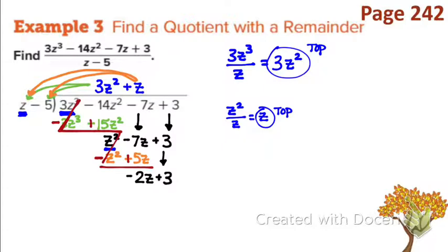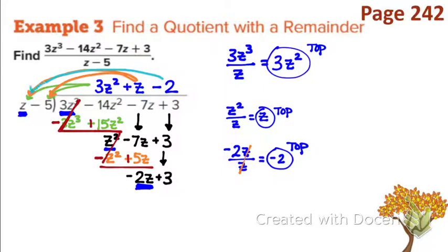Start all over. How many times can z go into negative 2z? Negative 2 times. These are going to cancel. And I'm left with negative 2 or minus 2. That goes up on the top. All right, I wrote it down. What do I do with it now? Multiply. Distribute it to both pieces out at the front here. What is negative 2 times z? Negative 2z. What about negative 2 times negative 5? Positive 10.